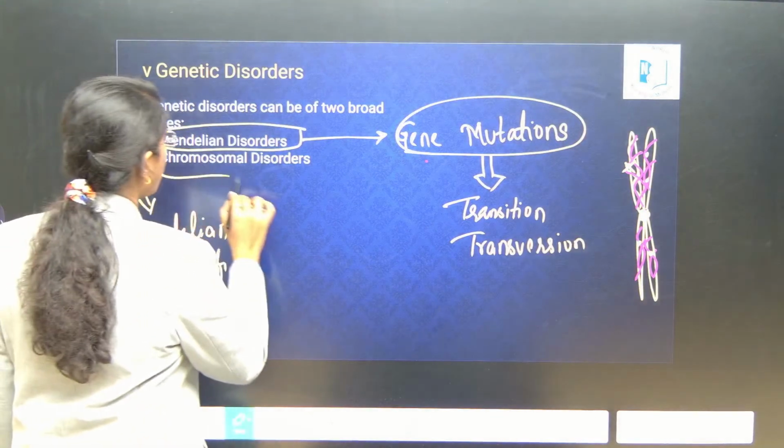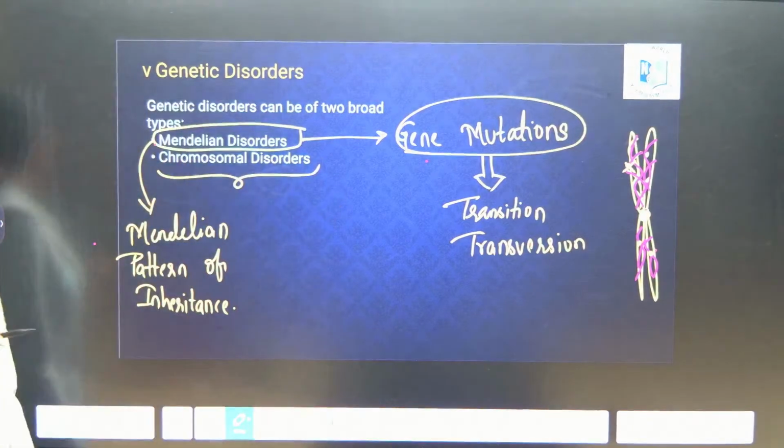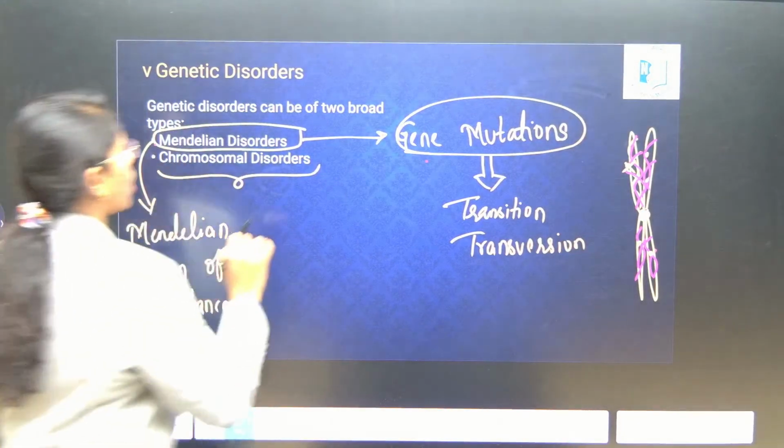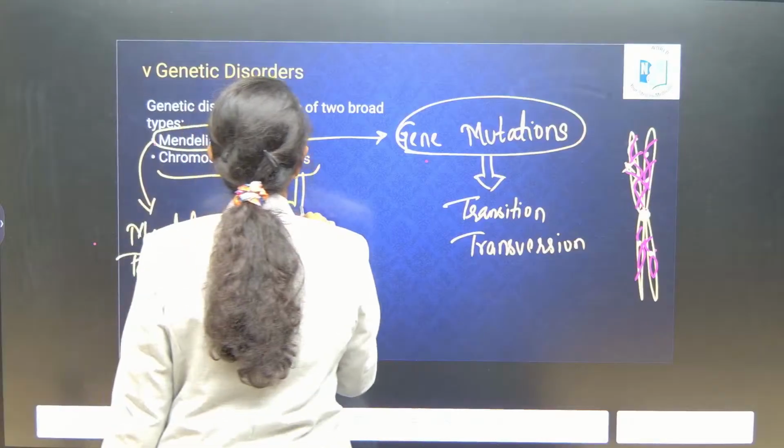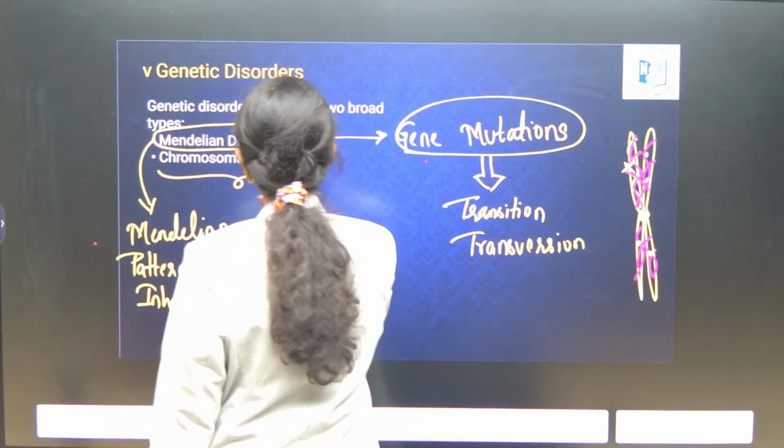Next is chromosomal disorders. Okay, chromosomal disorders occur through chromosomal aberrations, either change in chromosomal number or structure. Either change in chromosome number or chromosome structure. If you got a brief idea on this, then we will move on to each concept in detail.